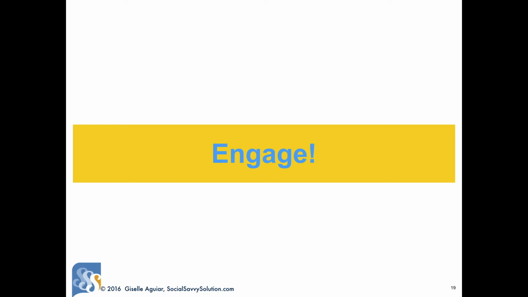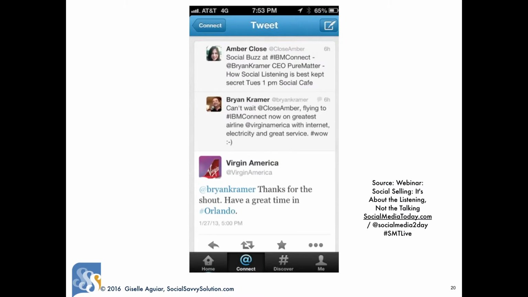Build relationships. This is an example from a webinar. It shows how tagging or mentioning someone can go a long way. So in the top tweet, you have Amber Close, who's promoting an event. It's hashtag IBM Connect. And she's promoting Brian Kramer's class that's going to be on Tuesday at 1 p.m., okay? So she tags Brian Kramer. See the @ in front of his name.